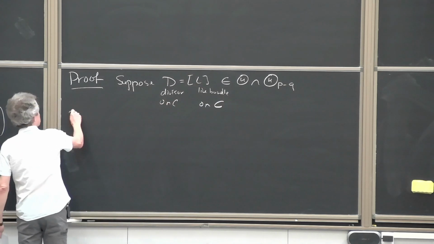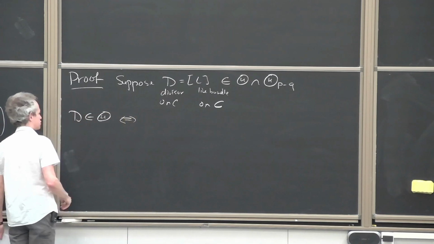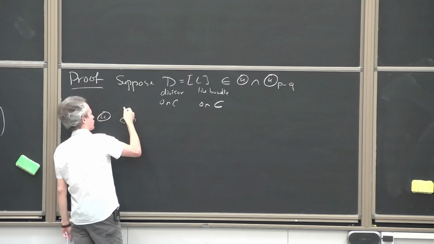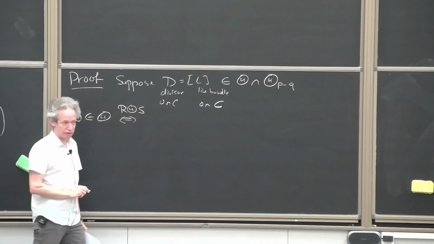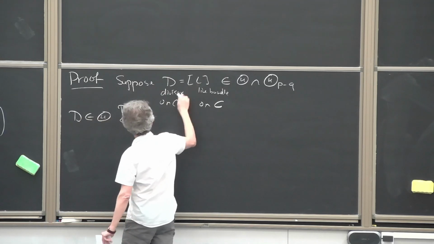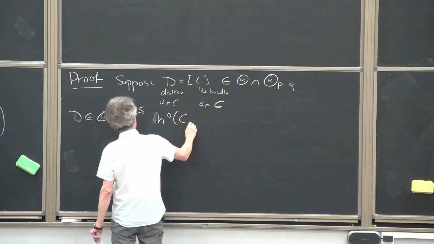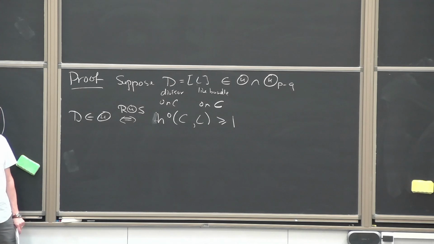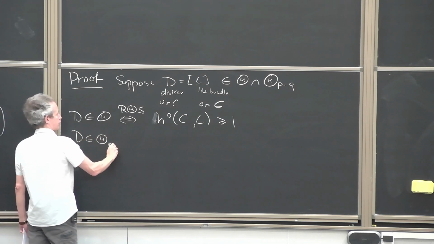So what does it mean that D sits in theta? Well, D sits in theta means, of course, that I can write D as a sum of points, but I don't want to write that. This means, by the Riemann theta singularity theorem, hopefully this is a recognizable enough notation, that the multiplicity of theta at the corresponding line bundle is at least 1. This means that the dimension of H^0(C, L) is at least 1. Right? That's the definition. What does it mean that D sits in theta translated by P minus Q?